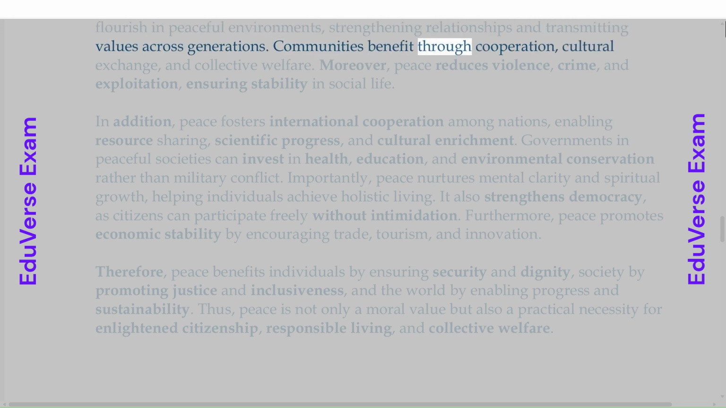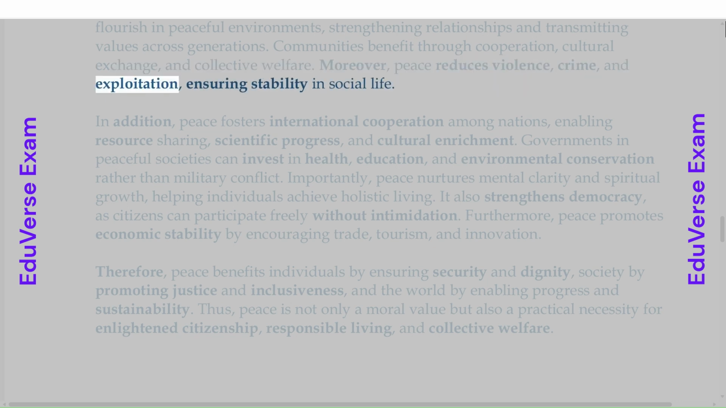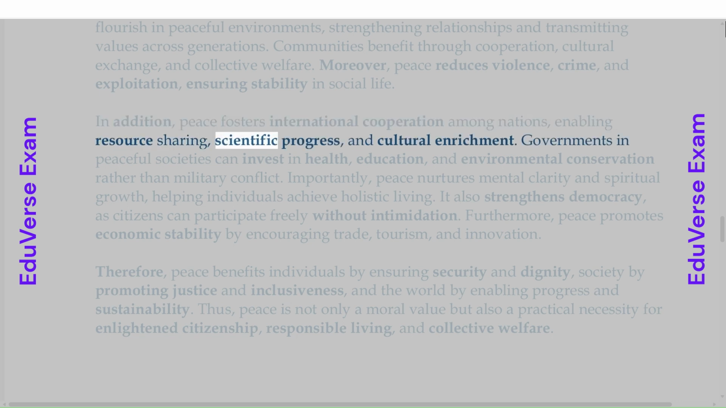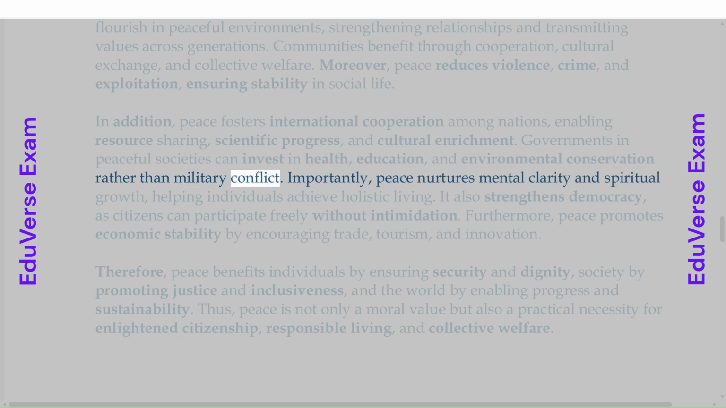Communities benefit through cooperation, cultural exchange, and collective welfare. Moreover, peace reduces violence, crime, and exploitation, ensuring stability in social life. In addition, peace fosters international cooperation among nations, enabling resource sharing, scientific progress, and cultural enrichment. Governments in peaceful societies can invest in health, education, and environmental conservation rather than military conflict.